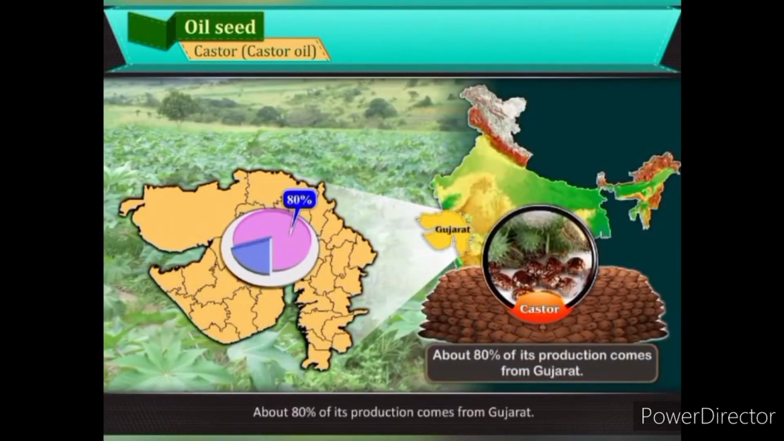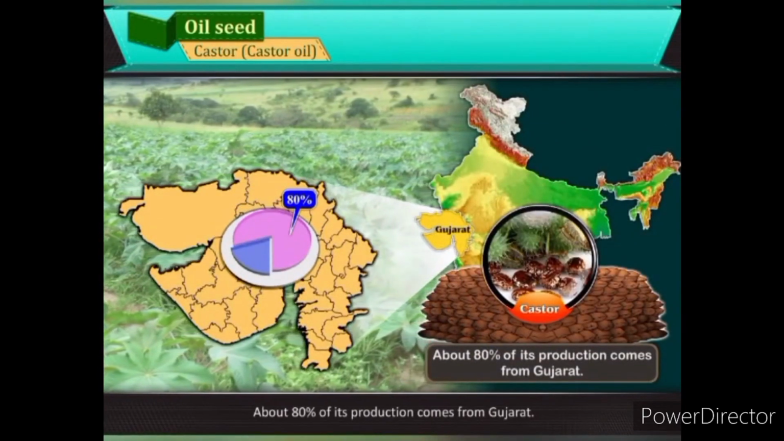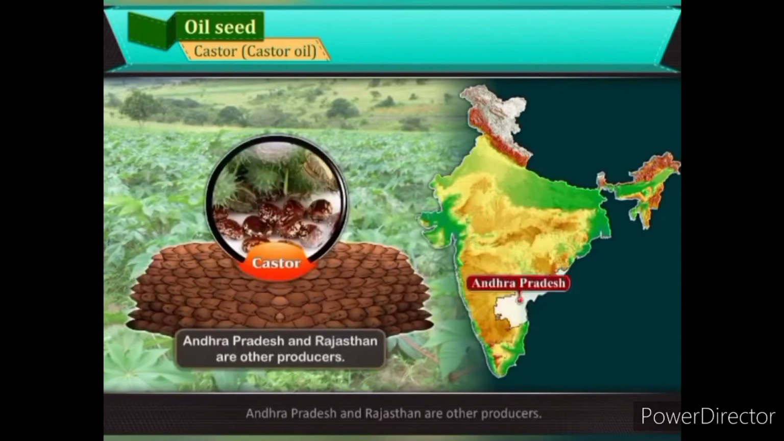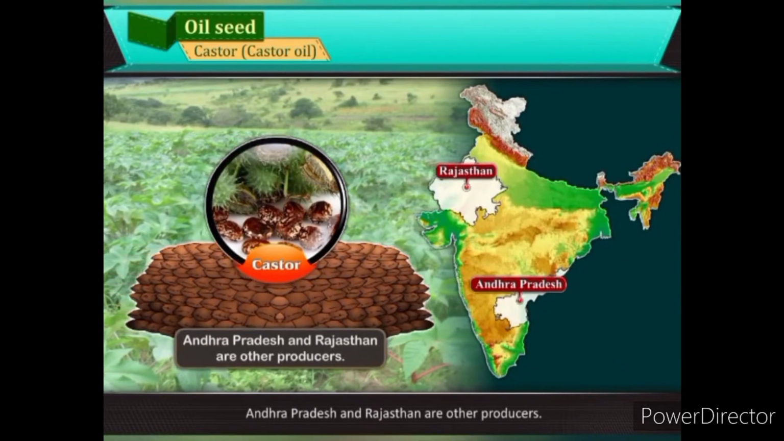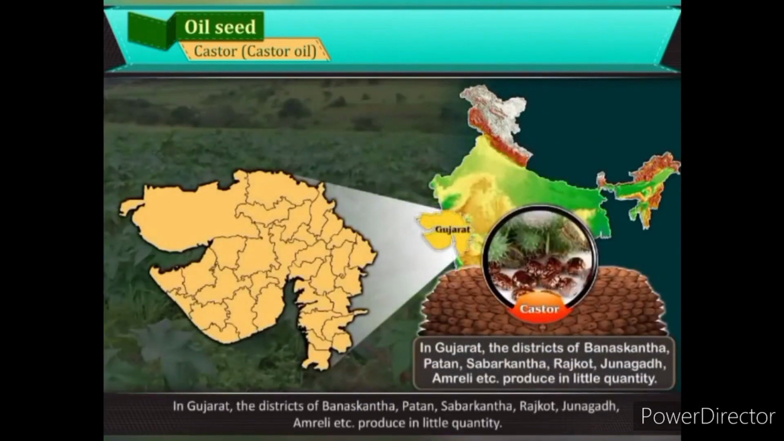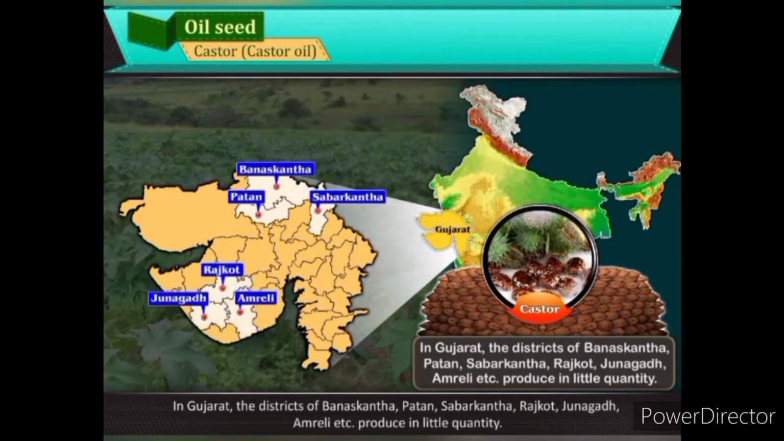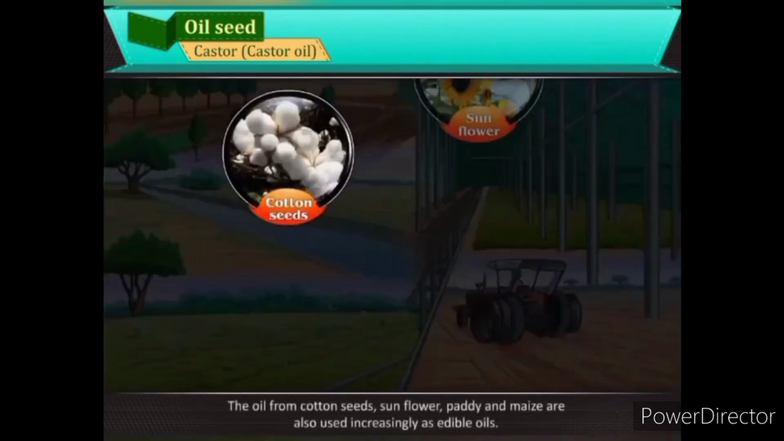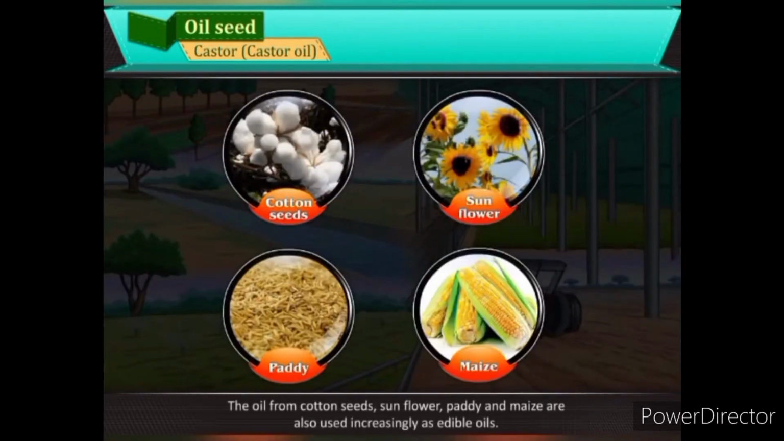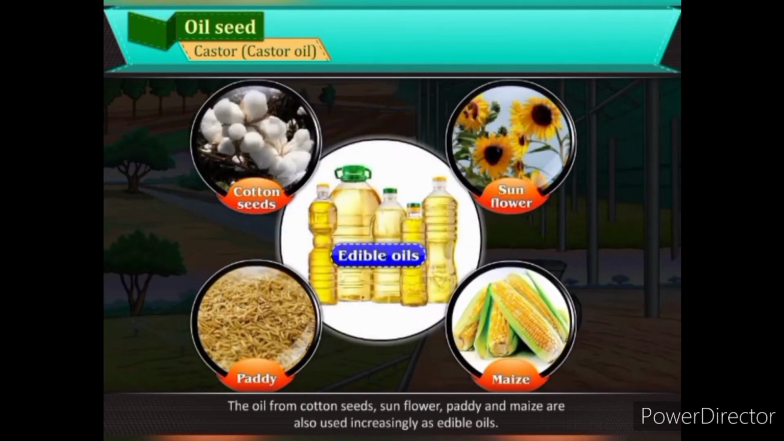About 80% of its production comes from Gujarat. Andhra Pradesh and Rajasthan are other producers. In Gujarat, the districts of Banaskantha, Patan, Sabarkantha, Rajkot, Junagadh, Amreli, etc. produce in little quantity. The oil from cotton seeds, sunflower, paddy and maize are also used increasingly as edible oils.